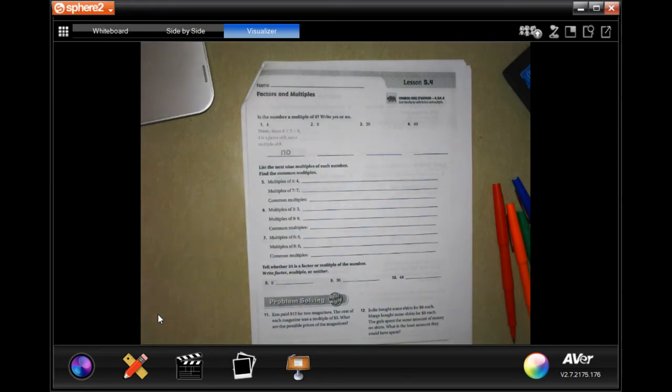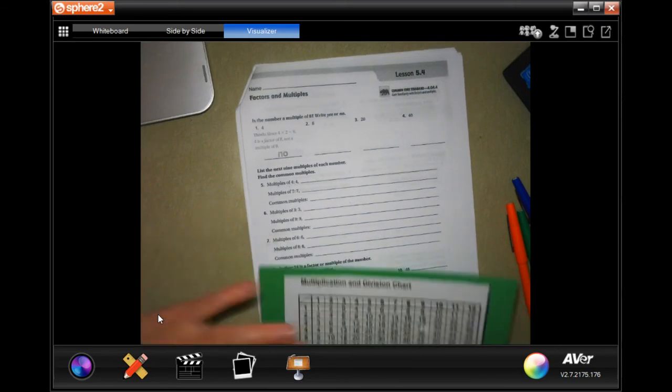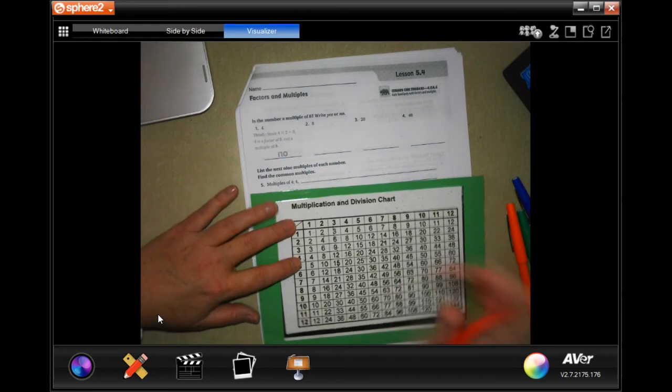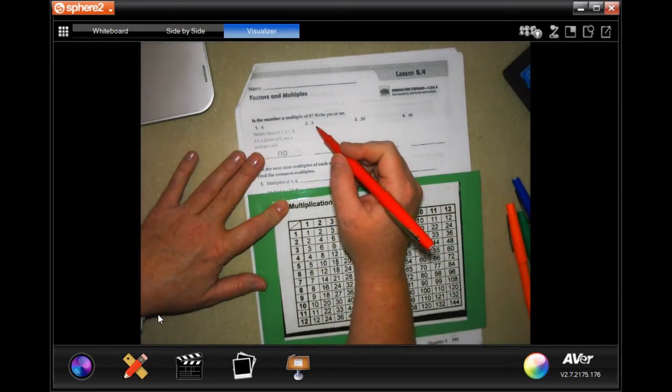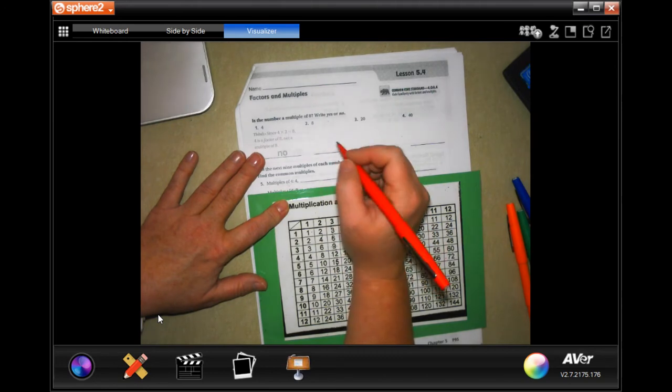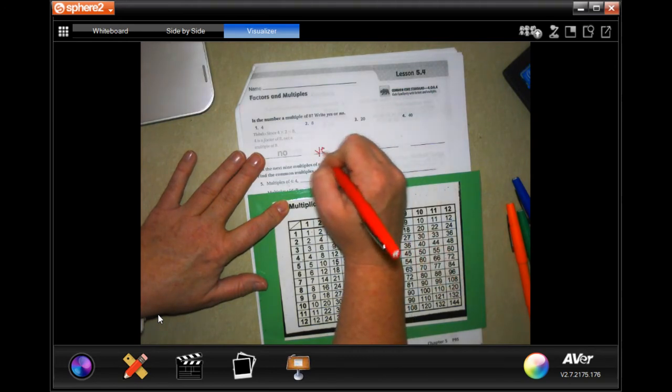All right, so we are going to go ahead and get started. We're going to be using a multiplication chart today to make it a little bit easier for you guys to be able to see what it is that we're doing, okay? So, is the number a multiple of 8? Yes or no? Well, if we multiply 8 by something, can we get 8? Obviously, yes. We're going to multiply 8 by 1 to get 8.